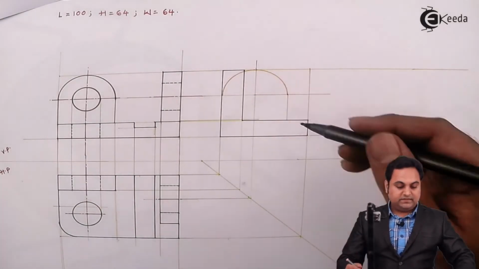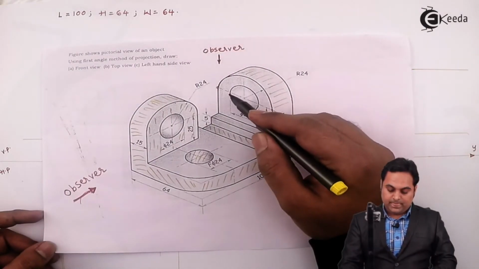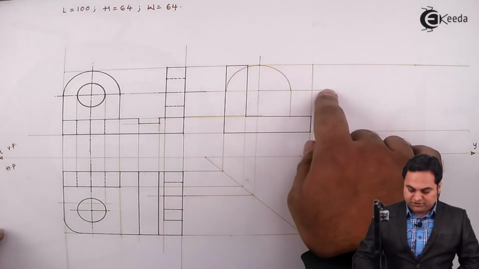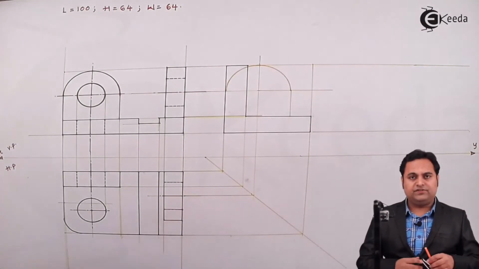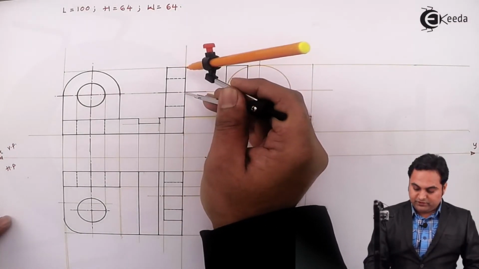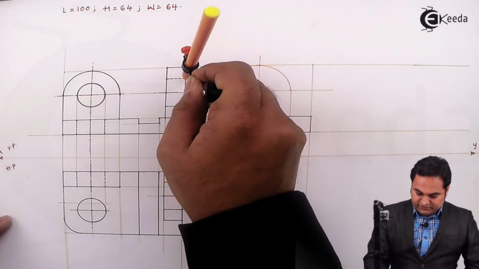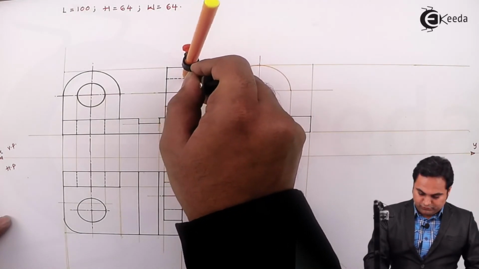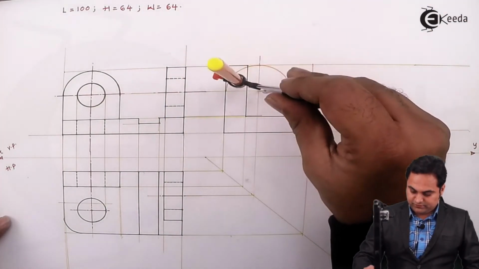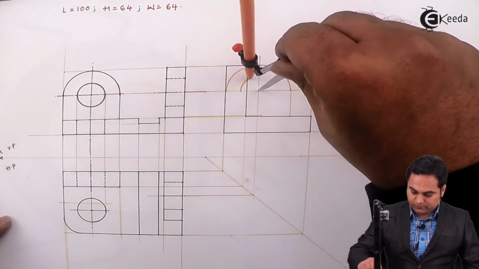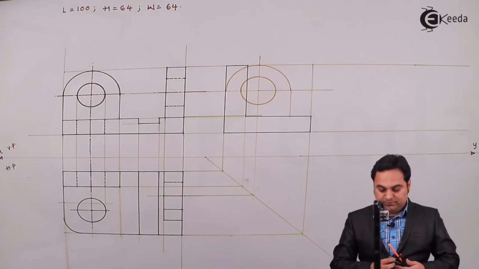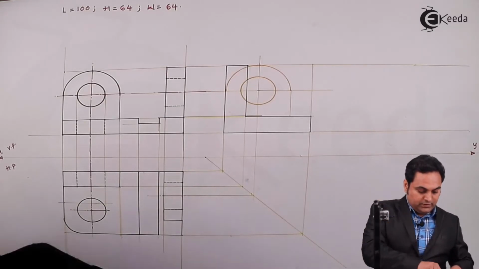Next, inside this semicircle there is a circle, and after projecting this center, I have to draw the circle inside it. That circle has a diameter of 27. So in the front view, we have the radius of that circle. So measuring it and then drawing a light circle first. Next, after reaching this stage, I'll make it dark.